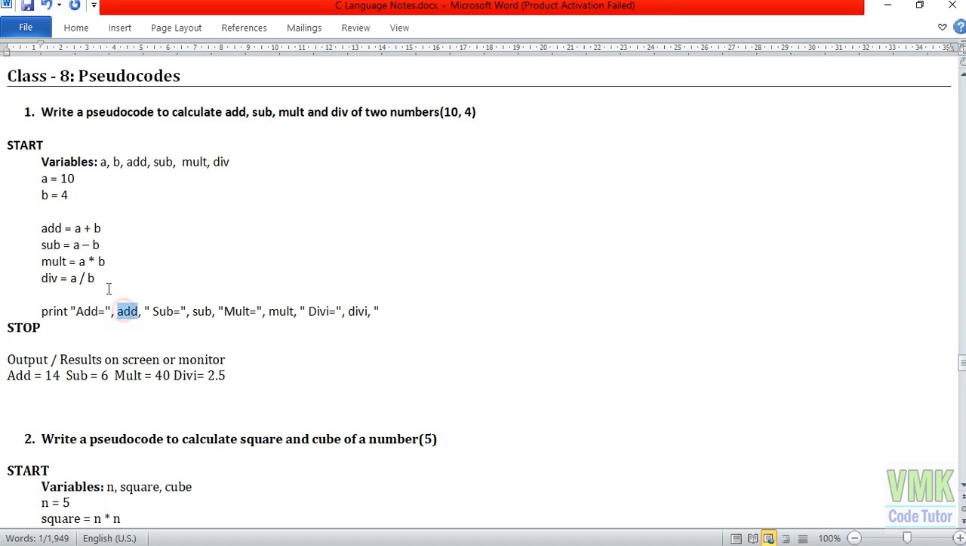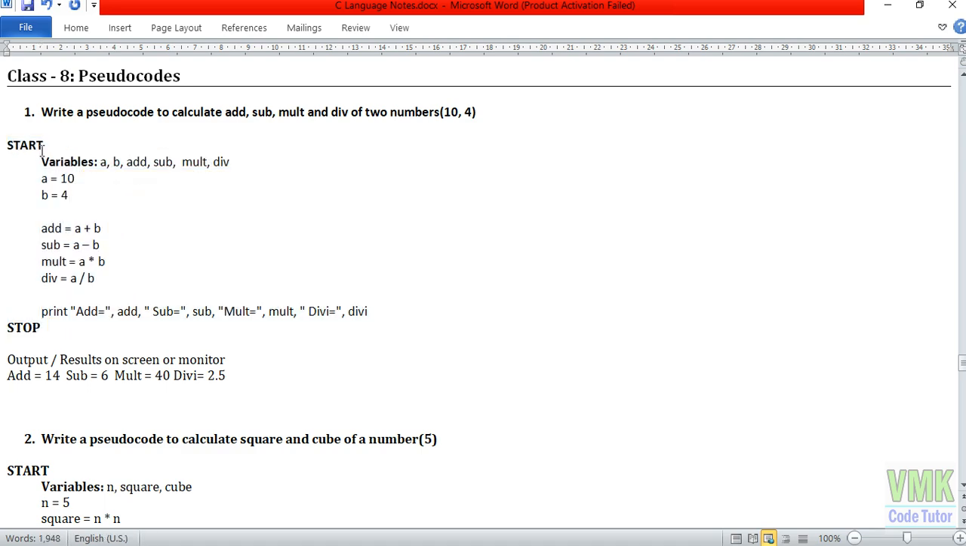Addition is equal to add value, you will get 14. Then subtraction is equal to the subtraction value that you are going to get, which is 4. Then multiplication is equal to the multiplication value, 40. Division is equal to the division variable value you are going to get, which is 2.5. 10 divided by 4 is 2.5. That will be printed here. Is that clear? So this is how you are going to write the pseudocode.